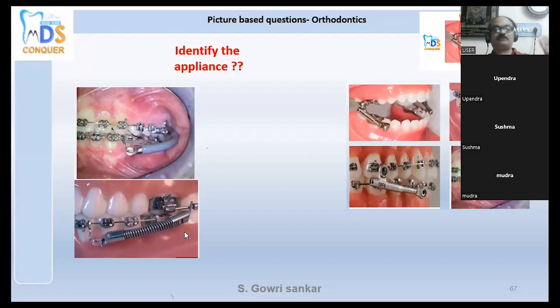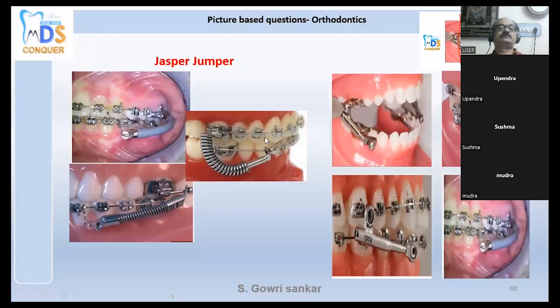Now you got all the four. If at all any question is asked, these are all the features of Jasper jumper. It gets distorted. It is more flexible.